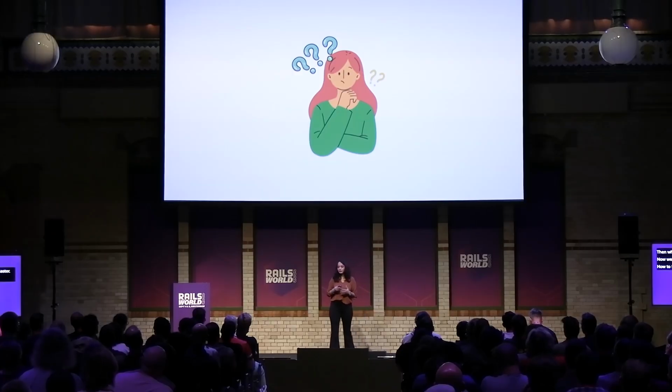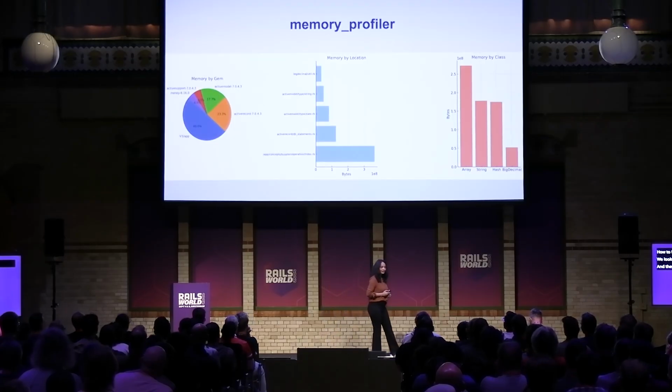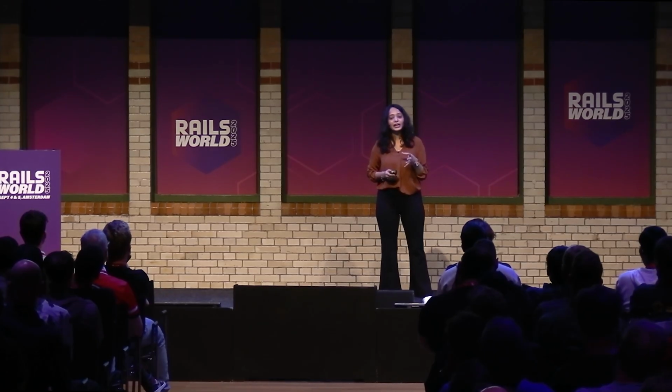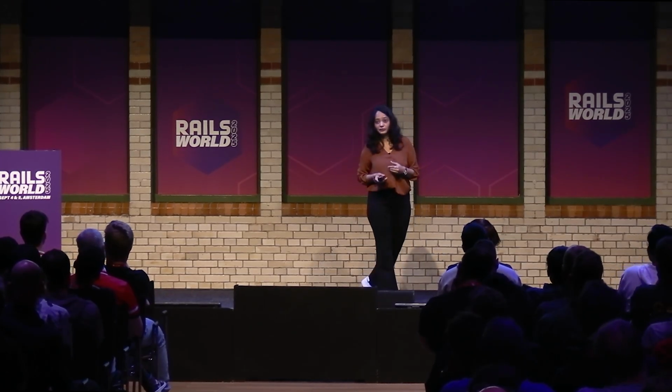Then, what do we do about it? Now we have found that 48 to 93 is a disaster. How to fix that? We looked at multiple tools, and then I found my friend, Memory Profiler. The Memory Profiler gem gives you the memory allocations and the retained objects. It gives you the memory by gem, by location, by classes, and by each line as well. So you know exactly what is actually consuming.